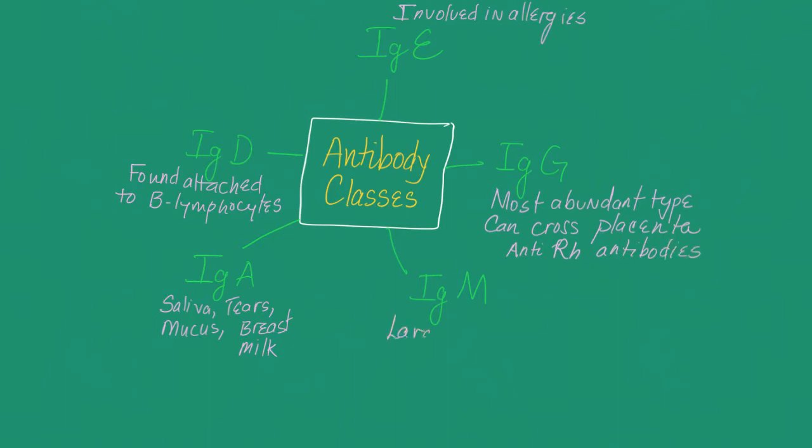IgM antibodies are very large. These are the largest class of antibodies, and so they cannot cross the placenta. The blood types A and B, the antibodies against them, anti-A and anti-B antibodies, cannot cross the placenta, and they belong to the same group.